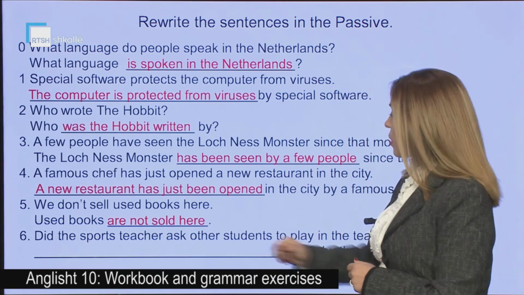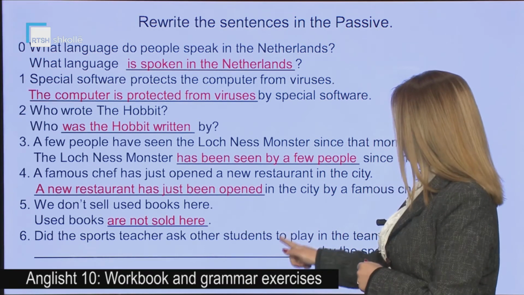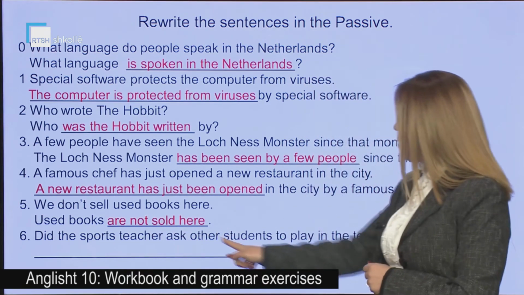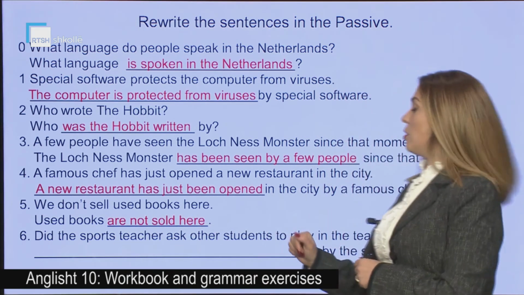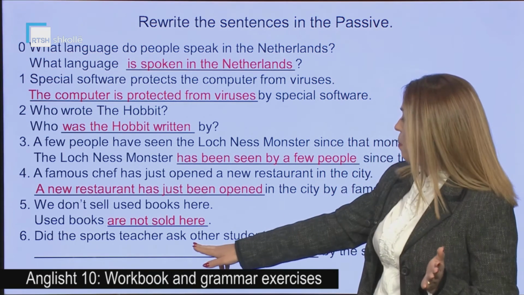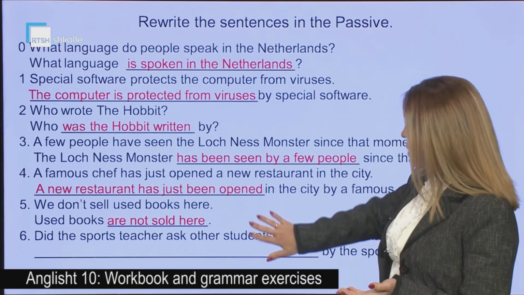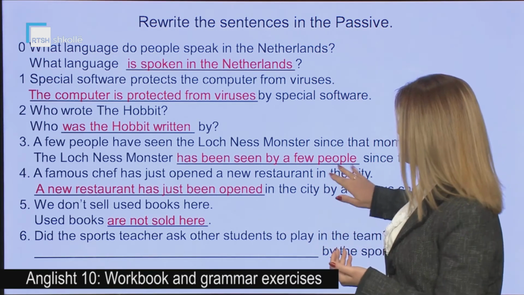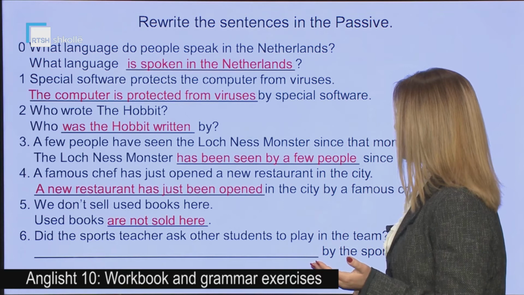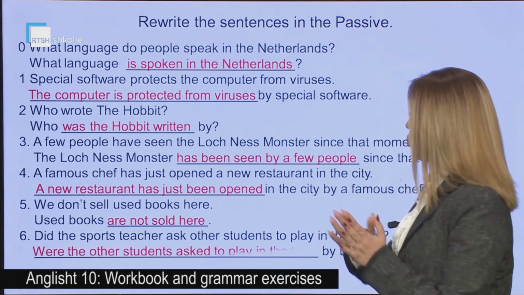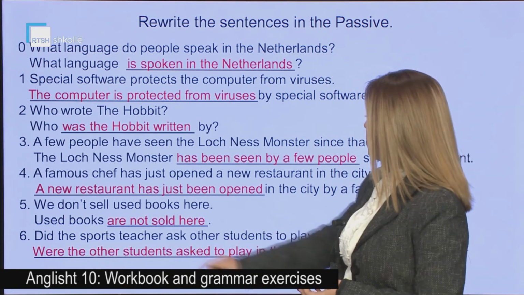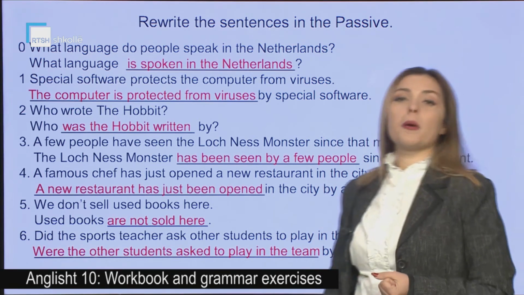Number 6. Did the sports teacher ask other students to play in the team? So the sports teacher asked other students. This is how we're going to start. But we have a question. So we are in what tense? In the past simple. So were what? Other students asked by who? By the sports teacher. Take a look again. Were the other students asked to play in the team by the sports teacher? Our verb is ask, in the past participle.